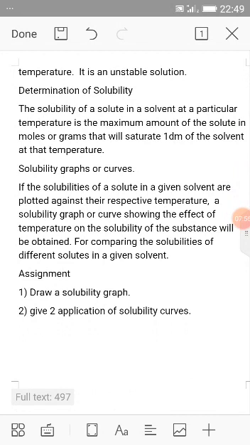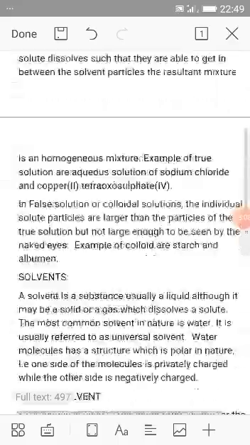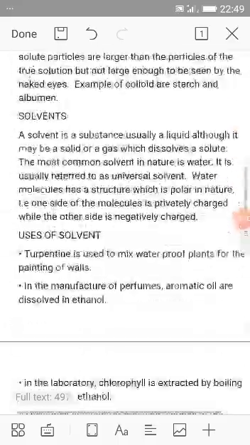Then number two, give two applications of the solubility curve. Another thing I want you to do when you practice at home is pick some questions on solubility, and any one you have a problem with, just send it to the number that was sent to you before. Thank you.